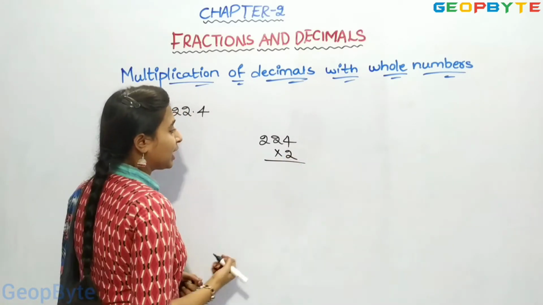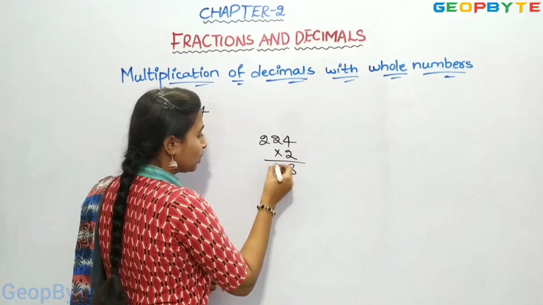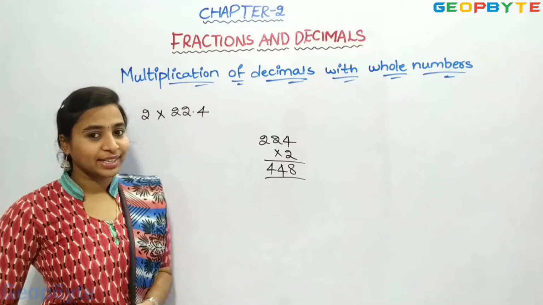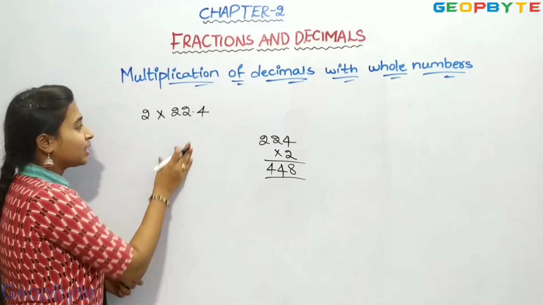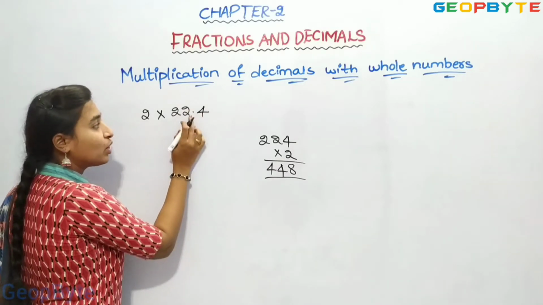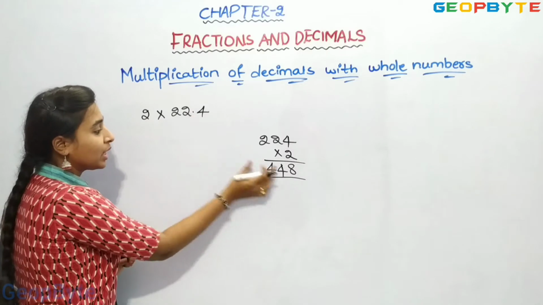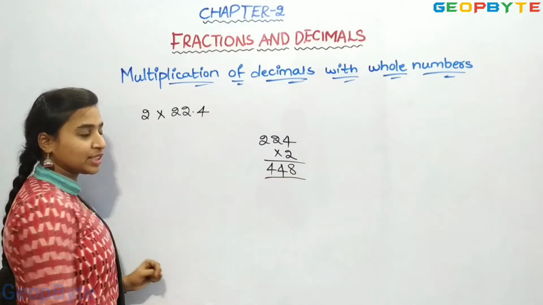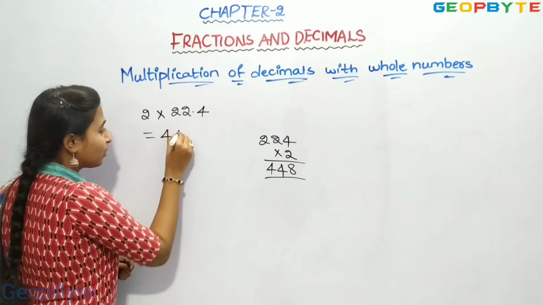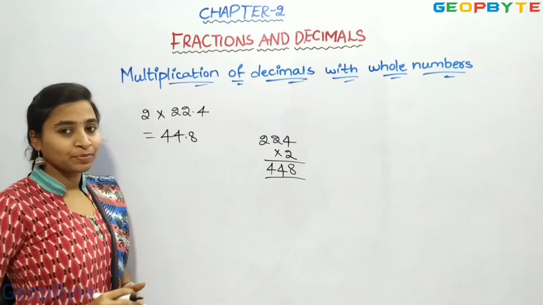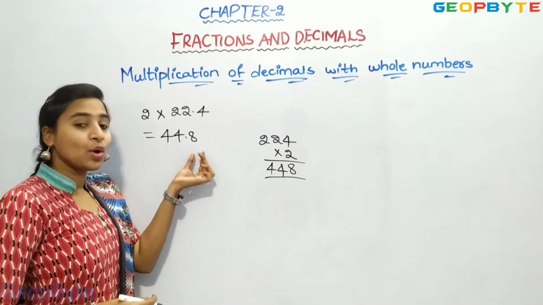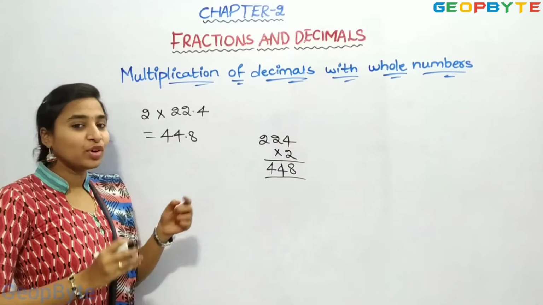Now we will multiply. 4 2's are 8. 2 2's are 4. 2 2's are 4. We got 448. Now, if you see here, we have a decimal point before one digit. In the answer also, before one digit, we will put a decimal point. That is, the answer is 44.8. As we have a decimal point before one digit, in the answer also we will get a decimal point before one digit.